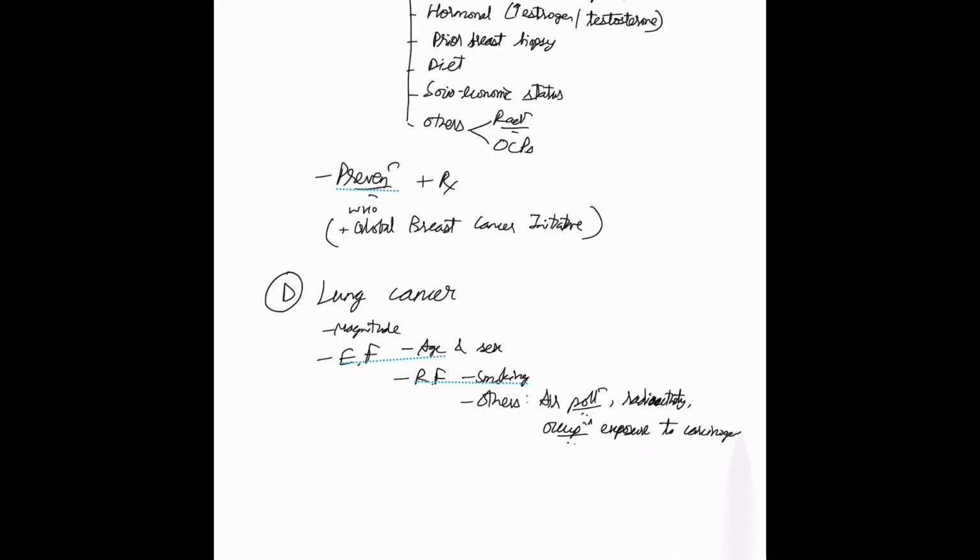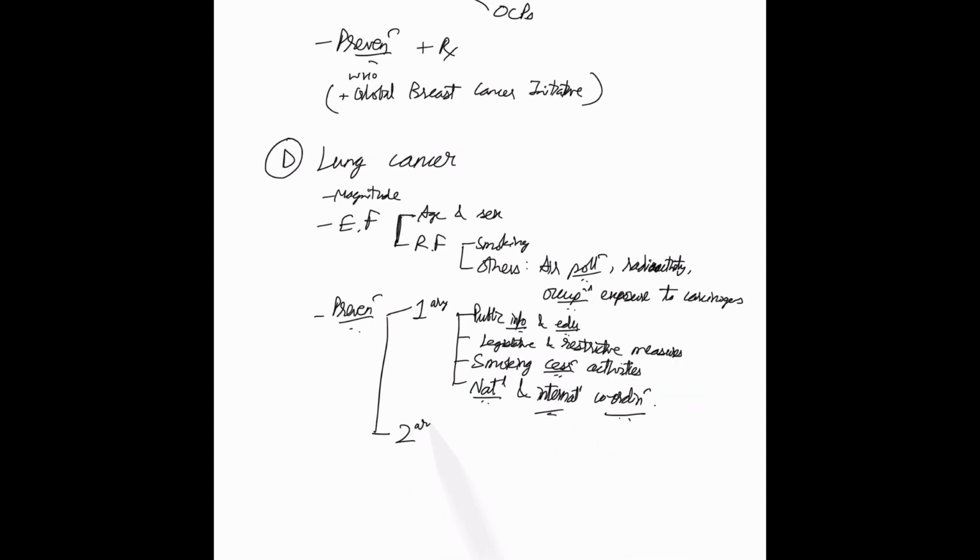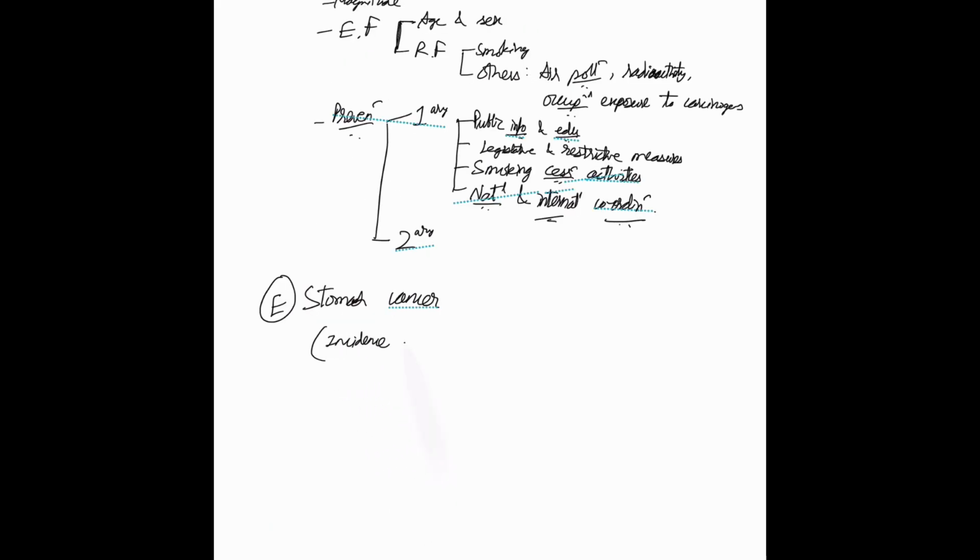And then prevention. Primary prevention: we have public information and education, legislative and restrictive measures, smoking cessation activities, and national and international coordination. And of course, secondary involves early diagnosis and treatment, which can be achieved by periodic medical examinations and screening. Then we move on to stomach cancer, wherein the key points are the incidence, H. pylori as a risk factor, the non-specific symptoms of a gastric malignancy, and its poor survival rate.